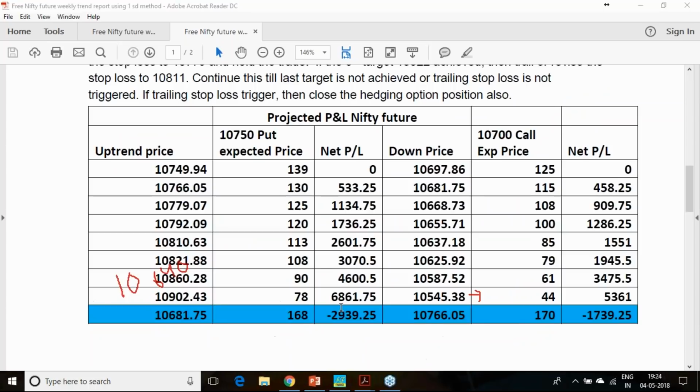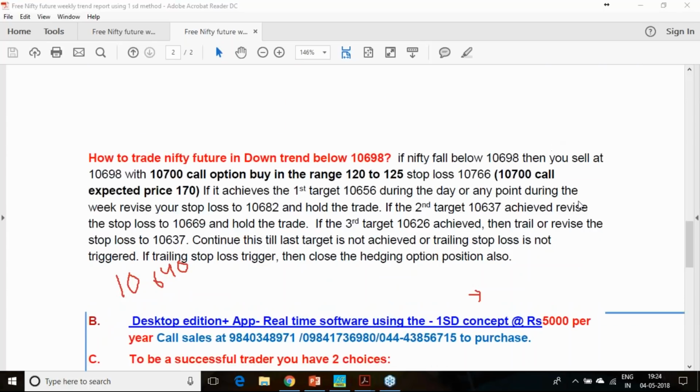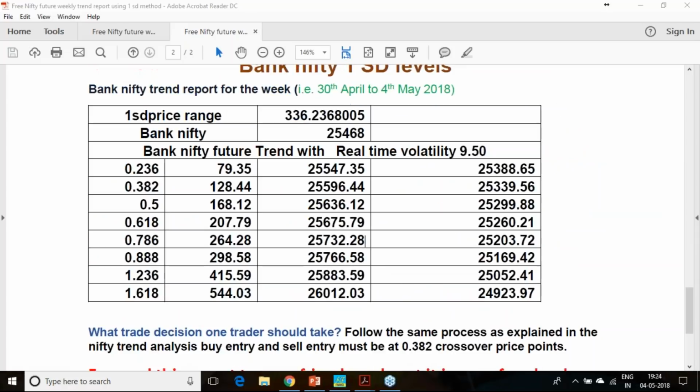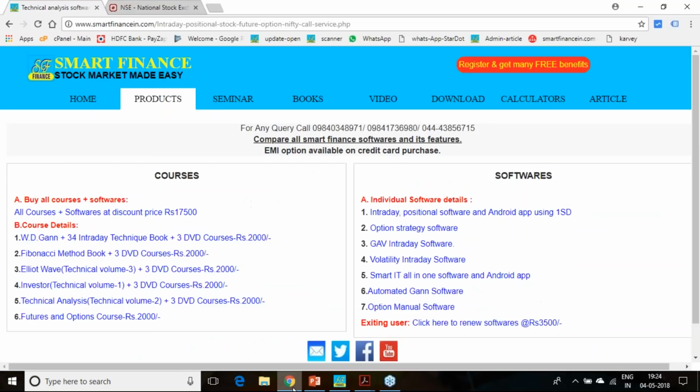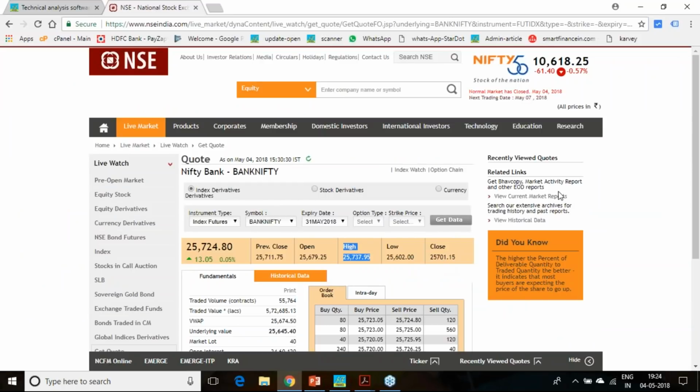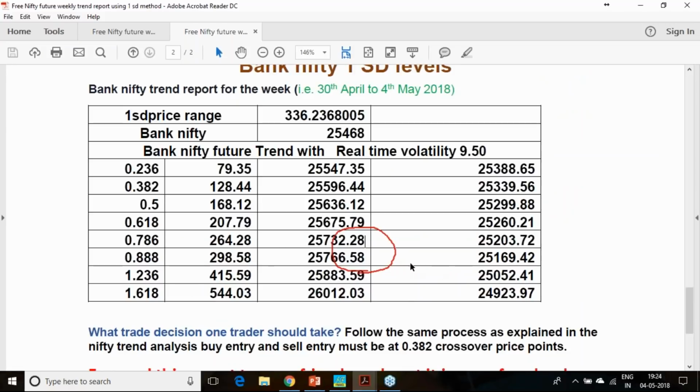If I go back to the Bank Nifty, how it has performed, this is the Bank Nifty's level. Today's day's high was 25,738 as per the NSE data, and the calculated second target was 25,732. So this is what you have achieved. 737 achieved, 732 was the calculated one.